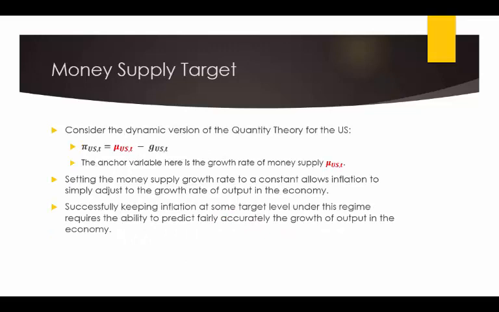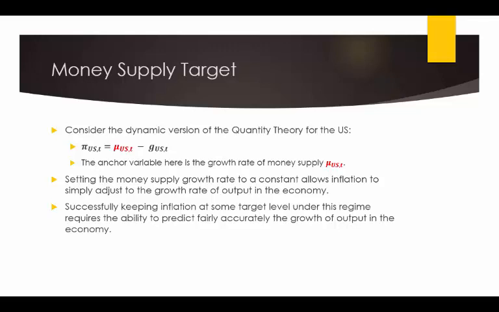The money supply target comes from the dynamic expression of the quantity theory. It suggests that inflation rates in the long run will be given by the difference between the money supply growth rate and the growth rate of real income. The anchor variable here will be the growth of money supply.